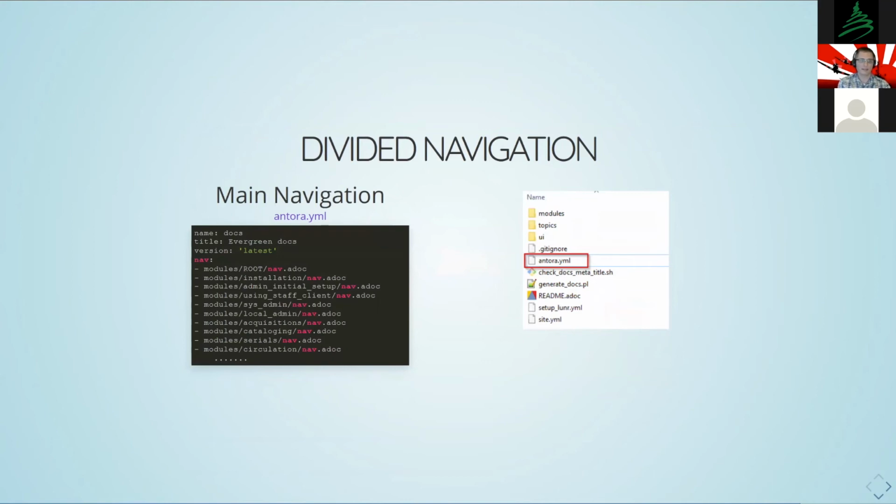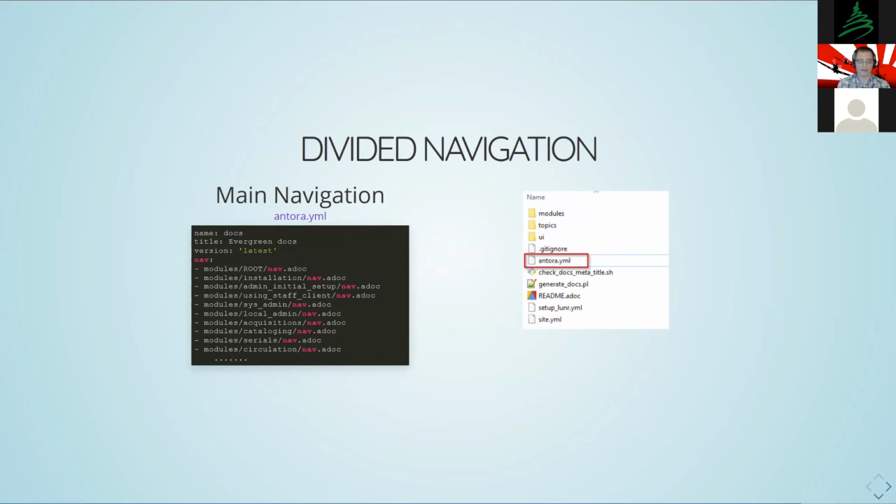Looks like this. It has a name, docs, title, Evergreen docs, version, latest. This is where we would title each version. And whenever we cut new versions of Evergreen, this file will need to be updated to mirror whatever version it is that we're on in Evergreen.